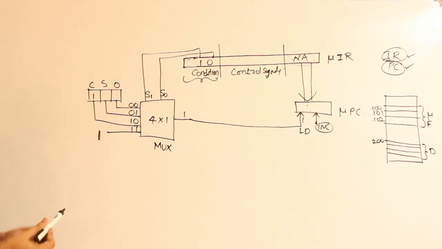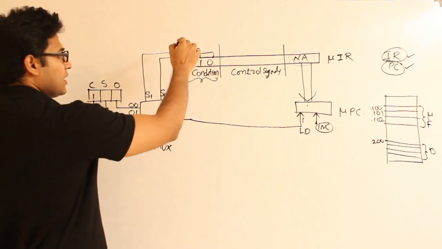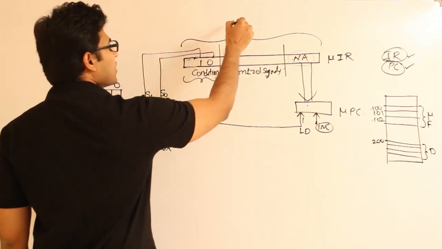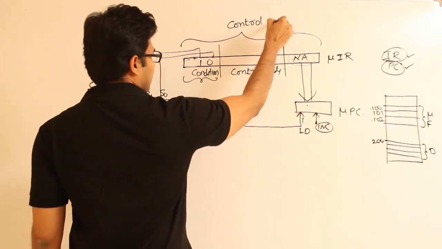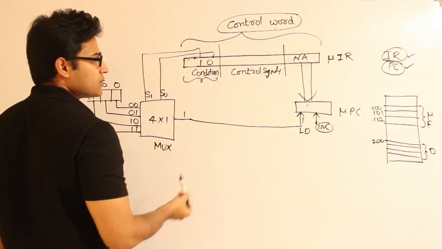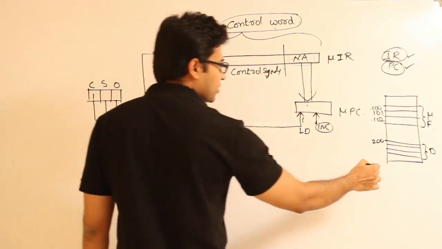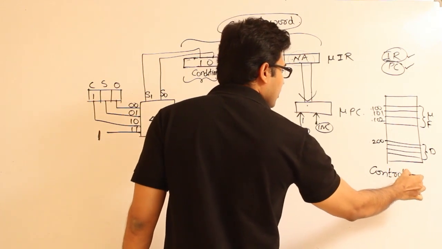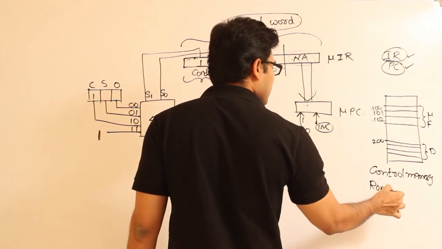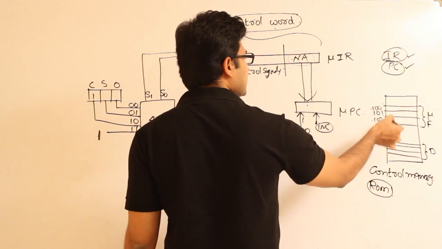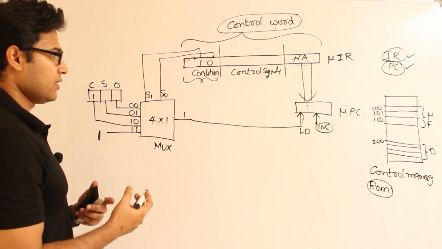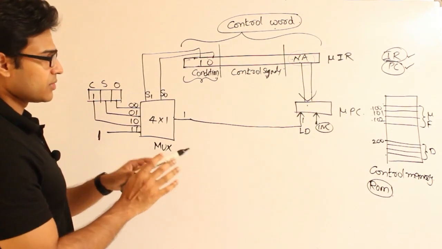Got it? Now what should be the length of this control word? In some terminology it is also called a control word, and the memory which contains these control words is also called control memory. This particular memory is different from the normal memory. In most cases, control memory will be ROM. The reason is we are not going to change these micro instructions. Once it is burnt in, we will not try to change them. So it is going to be there forever.